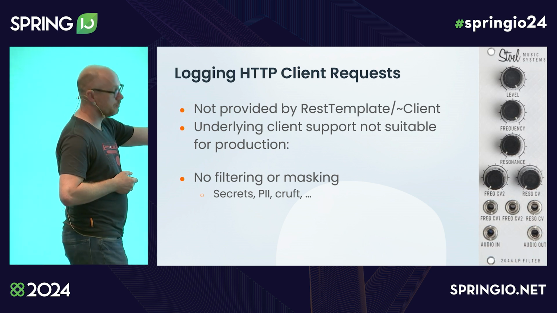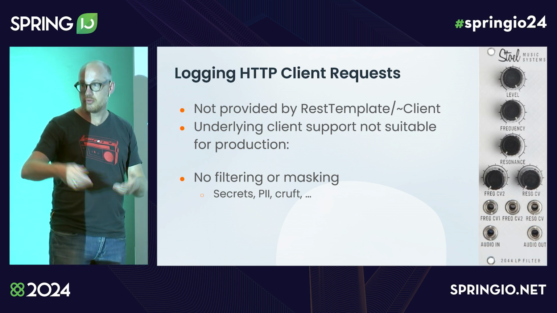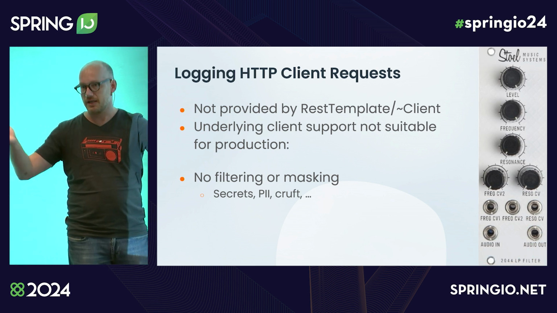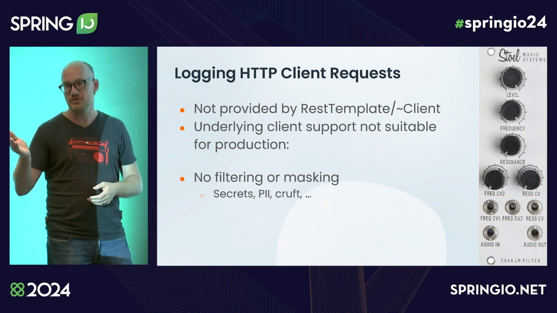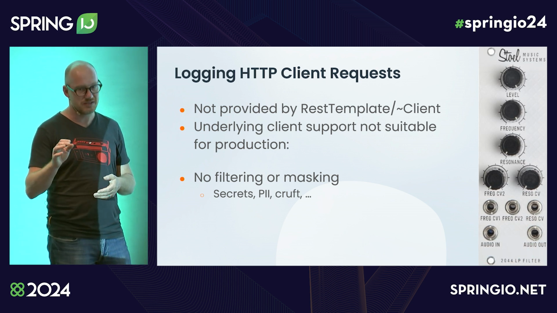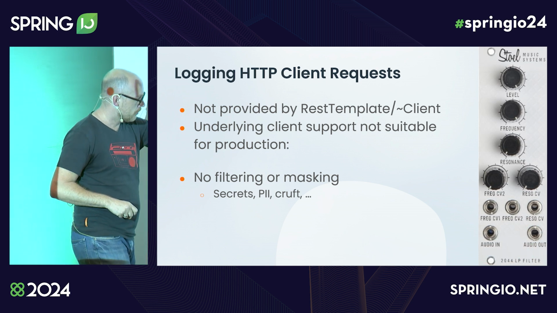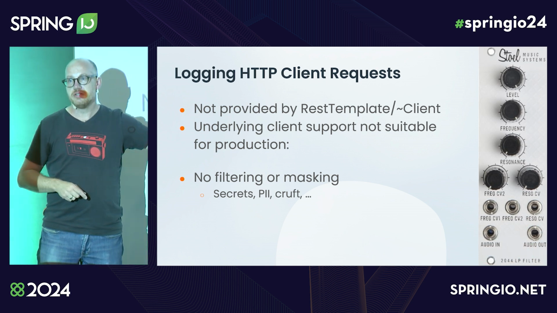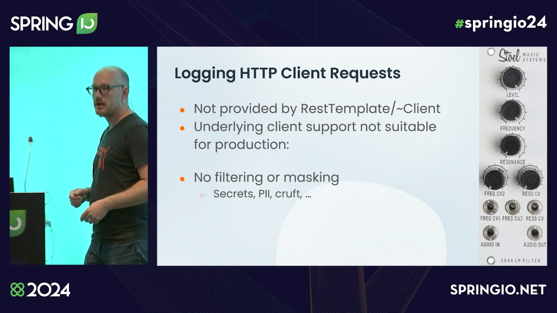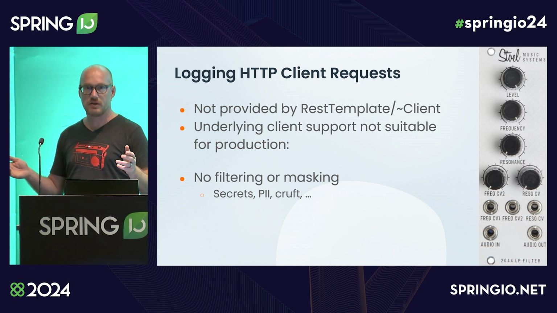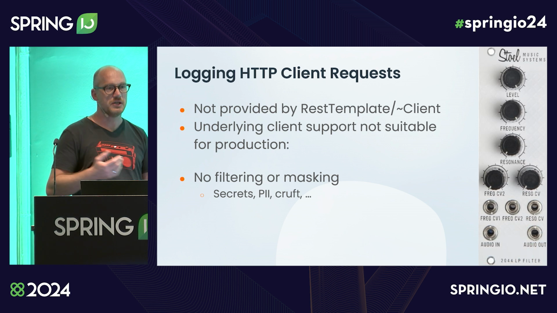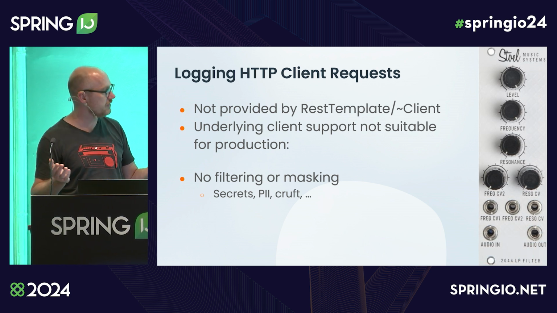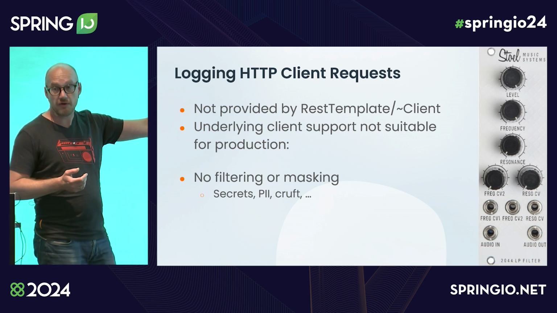You could be logging secrets. Maybe I'm doing basic authentication, and now we're logging all of the headers, not a good thing. Or JWTs, that remain valid for a while. It's not something you want to have in your logging. Personally identifiable information, right? I don't want people's email addresses and bank account numbers to be logged in my production log, because then everyone with access to the centralized logging can actually scrape this stuff and use it for identity fraud. And also there's just lots of cruft.